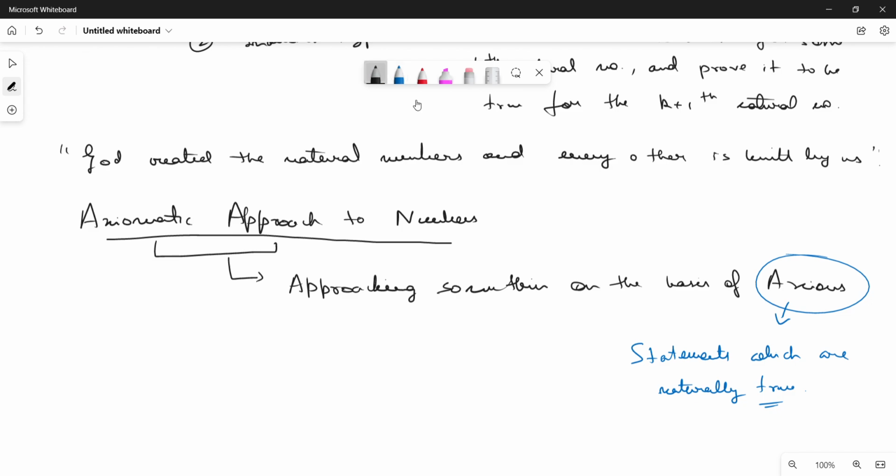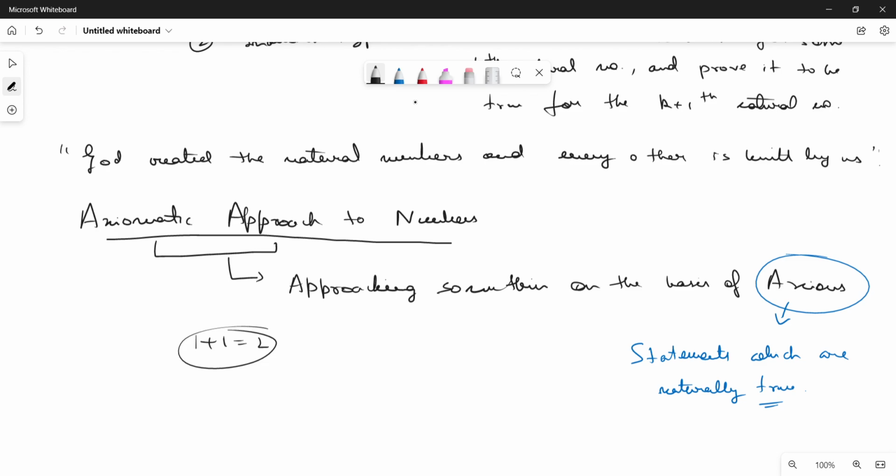For example, for a high school student, we know 1 plus 1 is 2, right? Intuitively, this is a natural definition. 1 plus 1 must be 2, so you can think of this as an axiom at this moment. This is actually a result of the axiomatic approach to numbers, but for understanding right now, this is an axiom which is naturally true and does not need a proof.